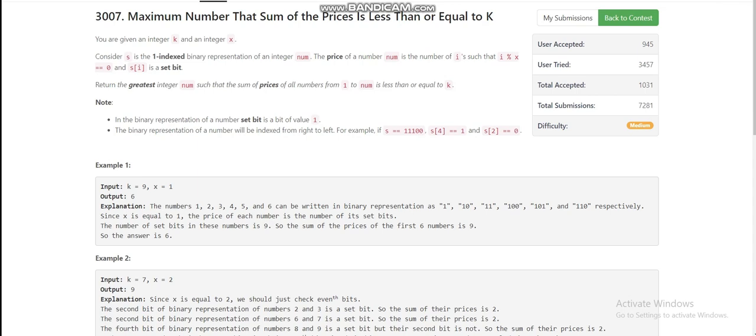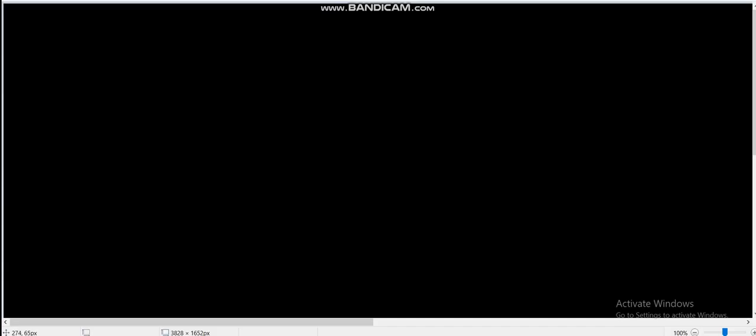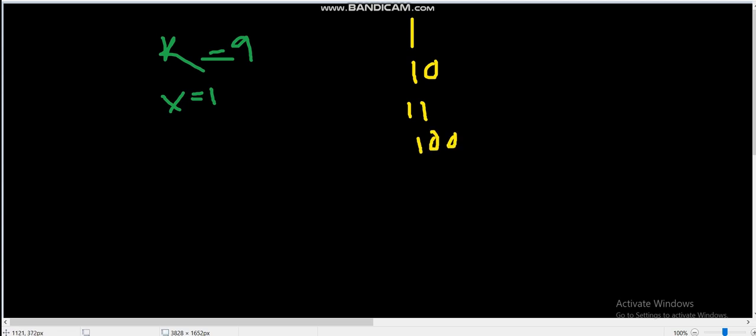So let's take the first example only, where k equals 9 and x equals 1. We have to take all the numbers in their binary representation. So let me write them: 1, 10, 11, 100, 101, 110, 111. Let's take up to 7, because our answer is 6, so I am taking up to 7, right?